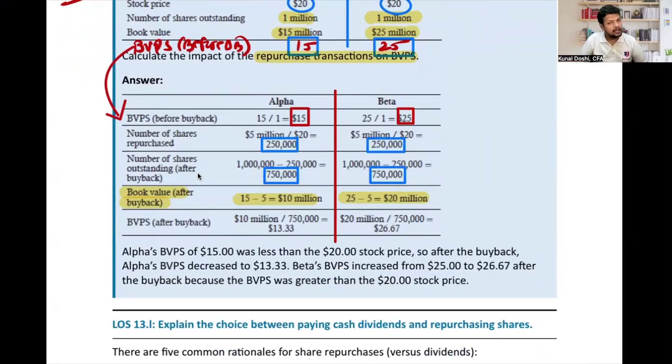If you now look at book value per share after buyback, this is your book value and these are the number of shares. If you do this 10 million divided by 750,000, you will get the buyback price. I will show you how to calculate book value per share after buyback in a shortcut way, same like earnings.